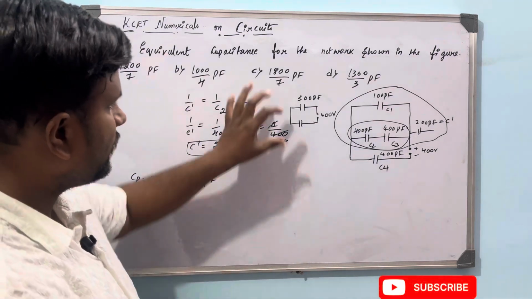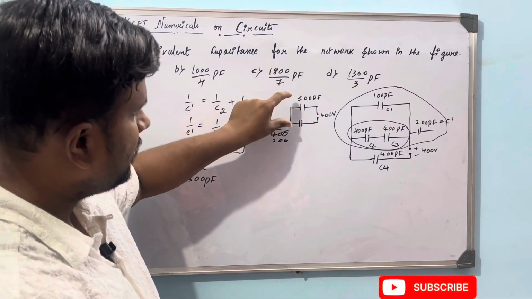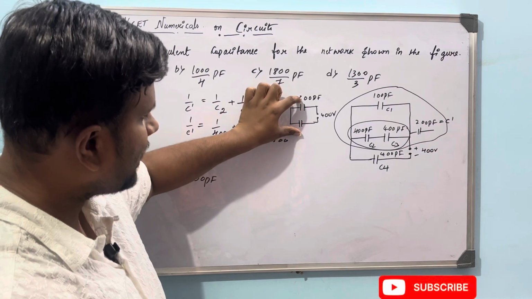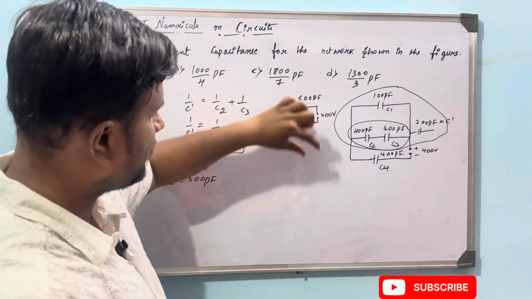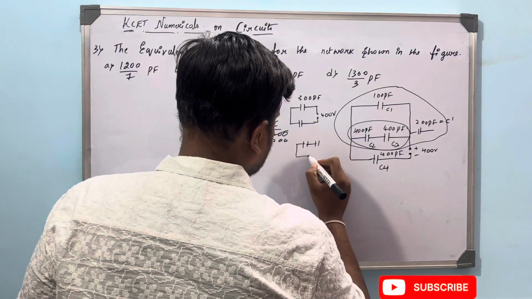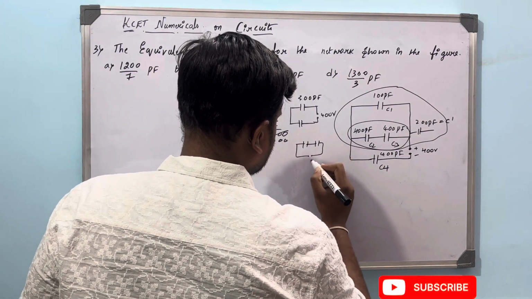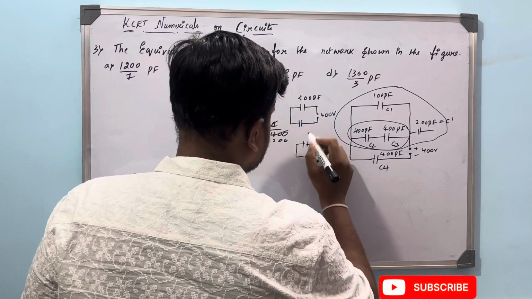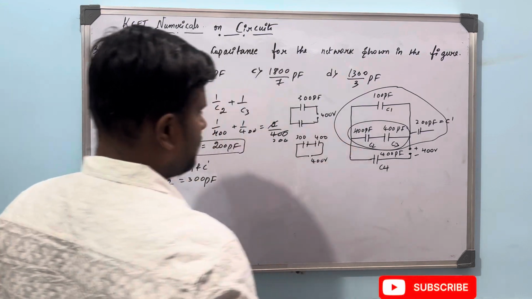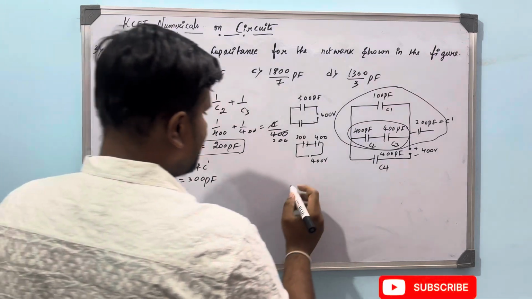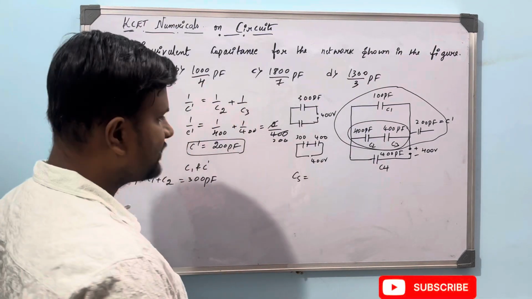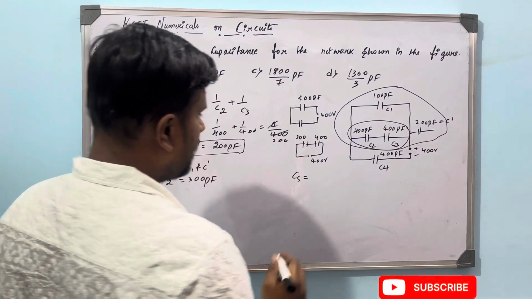Okay, so now it looks like these two capacitors are in parallel, but actually the circuit is like this one, and it is connected to the battery. So here 400 volt, and this is 300 plus 400. Okay, so this is in series. For series we know the formula CS is equal to C1 C2 divided by C1 plus C2.